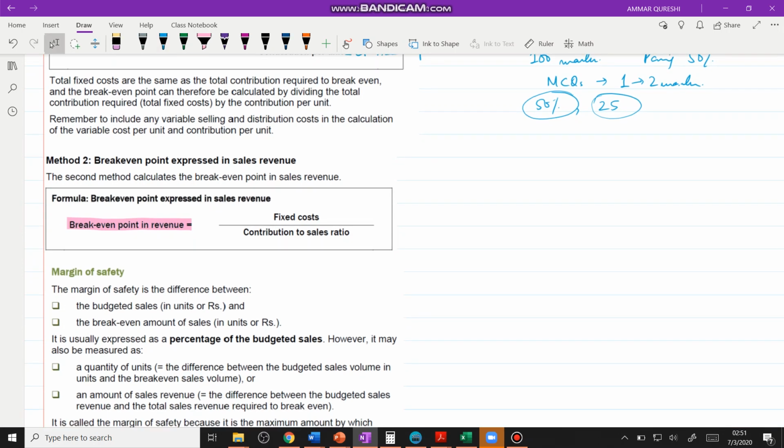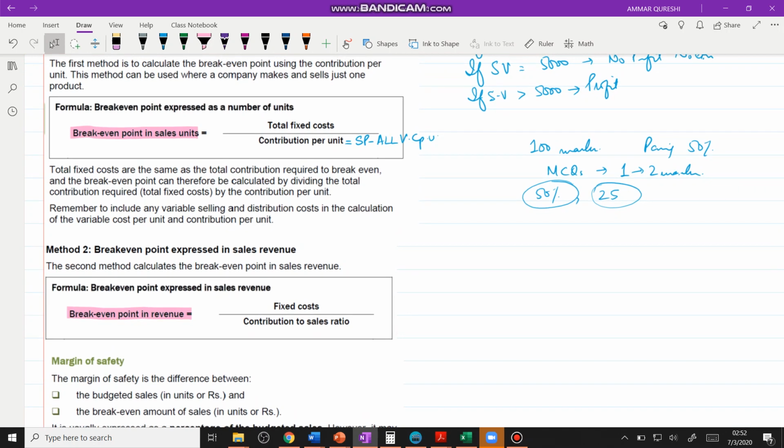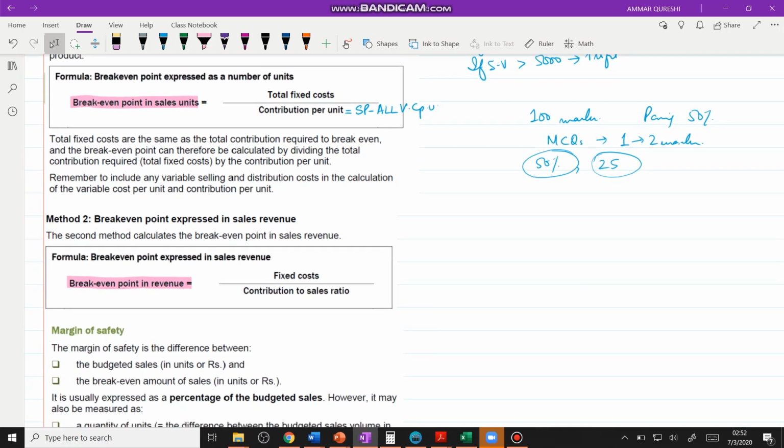Similarly, what is break even in revenue? Break even in revenue will tell you how much revenue you should generate in order to earn no profit and no loss. So this is in terms of dollars. Revenue is usually, of course, in terms of dollars, and break even in units is obviously in terms of units. So how will you calculate that?